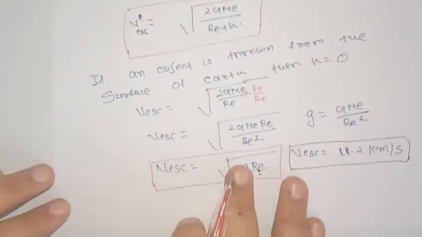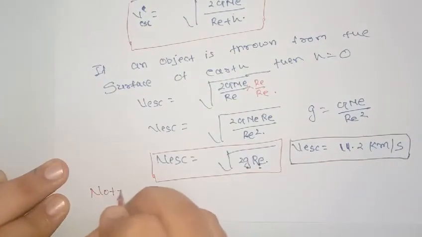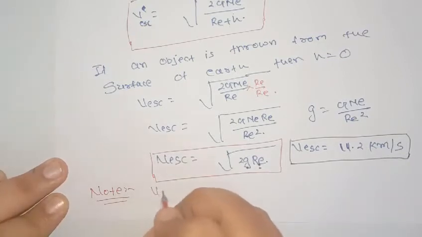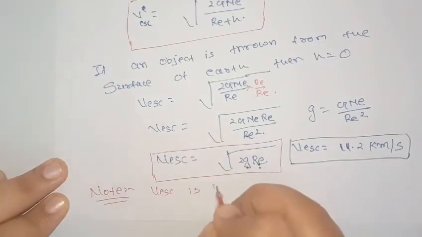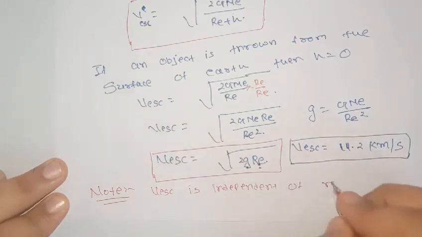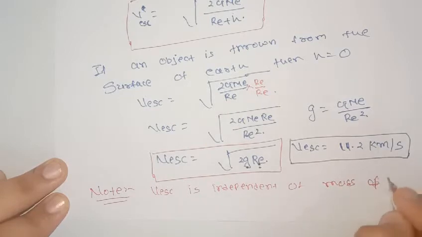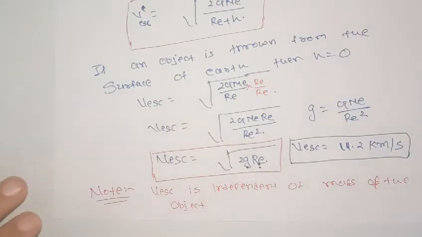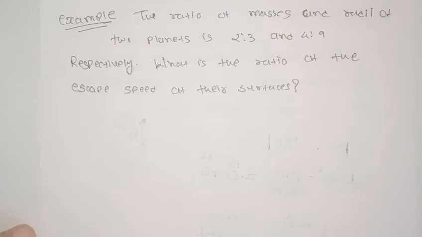Here, note that v escape is independent of the mass of the object. That means the speed required to escape the ball out of the gravitational field of Earth is the same as that for throwing a satellite out of the Earth's gravitational field. Let us see one example based on that.